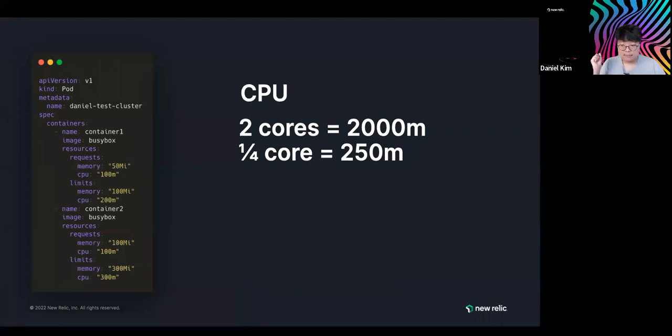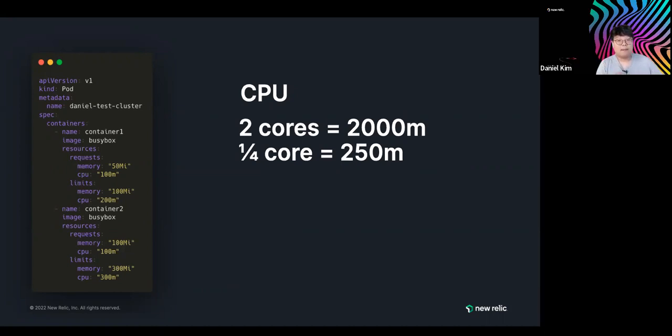Within the request, you can specify CPU resources. CPU resources are defined in millicores. So if your container needs 2 full cores to run, you'd put the value 2000 millicores. If your container only needs a fourth of a core, you'd put a value of 250 millicores.